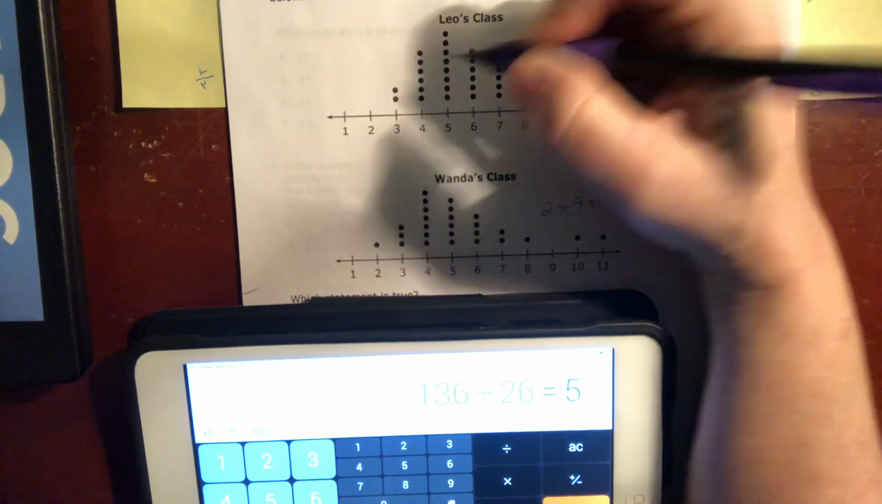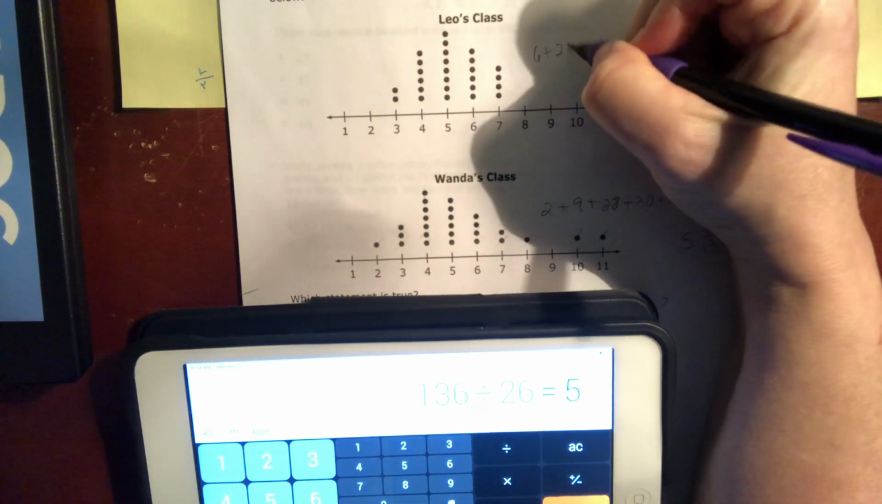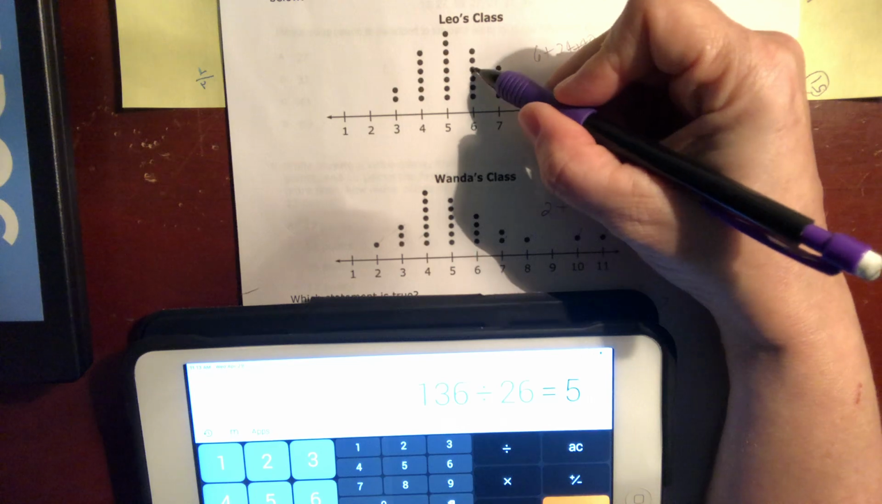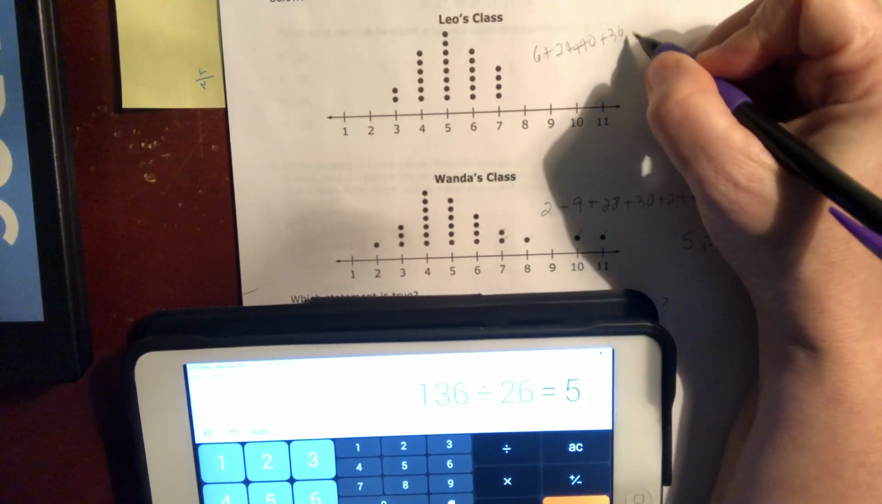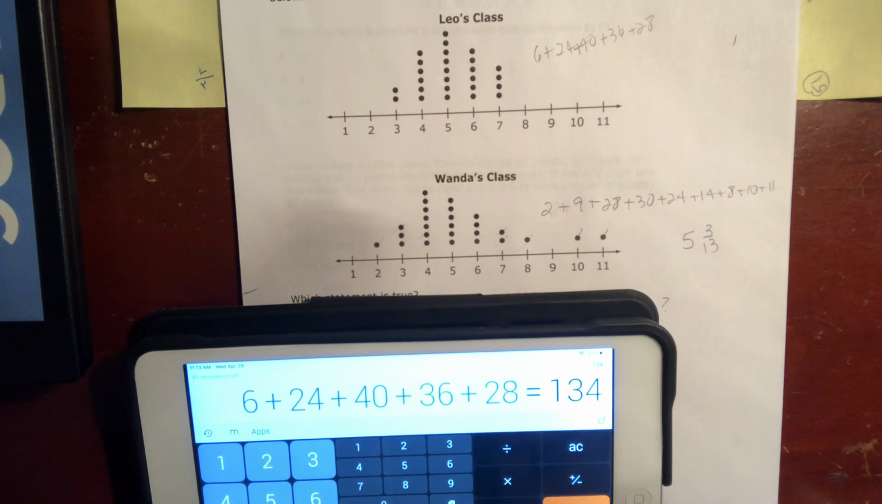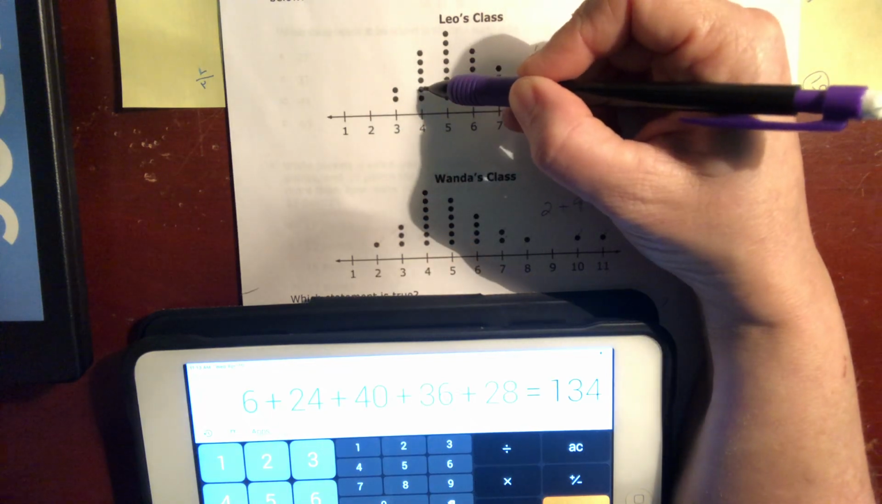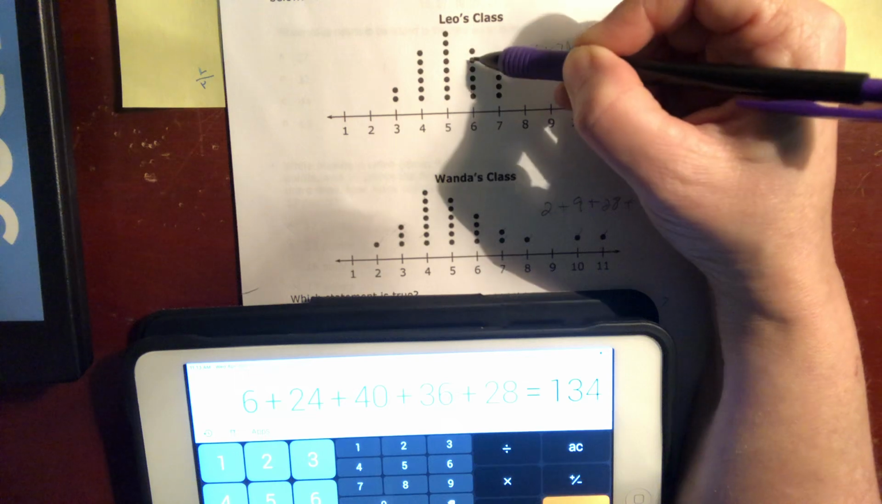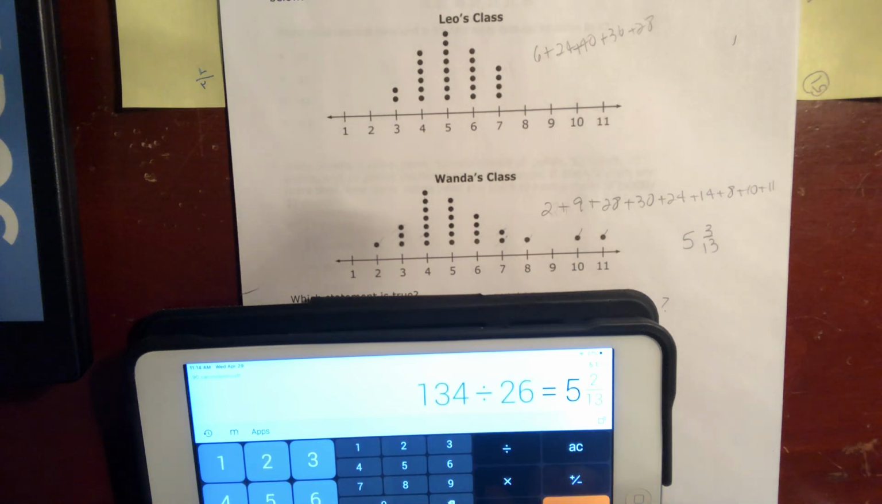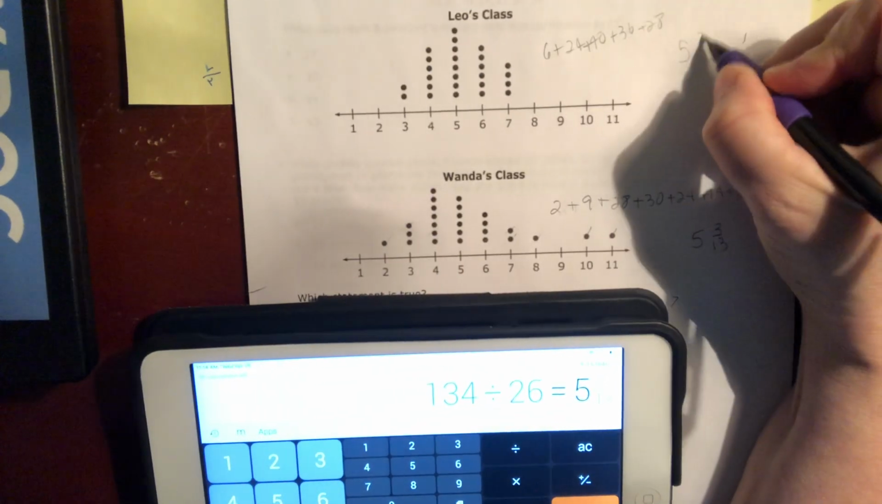All right, so here we have 6 plus 24 plus 40 plus 36 plus 28. That's 134. And we have 26 students. Divided by 26 is 5 2/13. Wow.